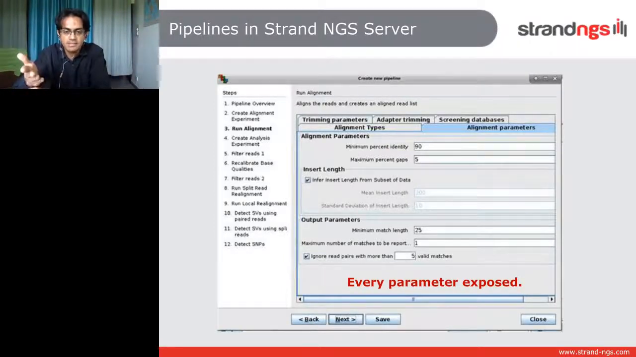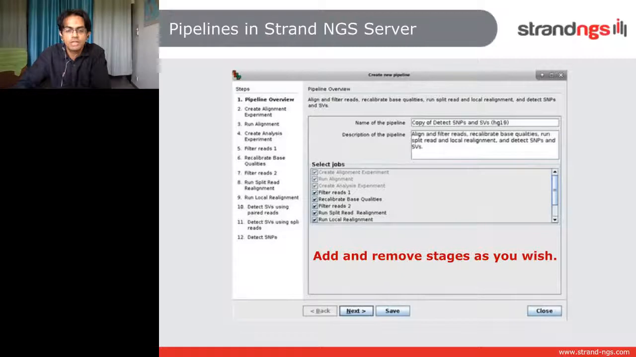It makes sense to expose every parameter like this, and also to be able to add and remove stages as you please. So for instance, here, there are these checkboxes that correspond to every stage that has been chosen. You can uncheck some of these boxes. Note that you can't actually uncheck alignment, because without alignment, you won't have anything, right? But you can uncheck local realignment. You can uncheck some filter stage. You can rearrange so that one of the filter stages follows another, or it can be interspersed with other stages.